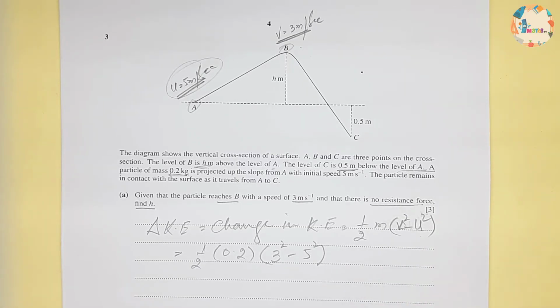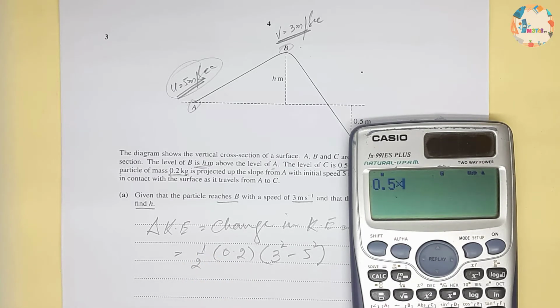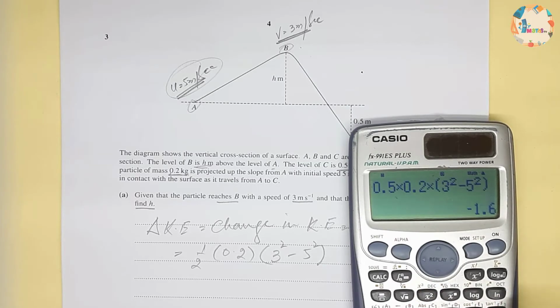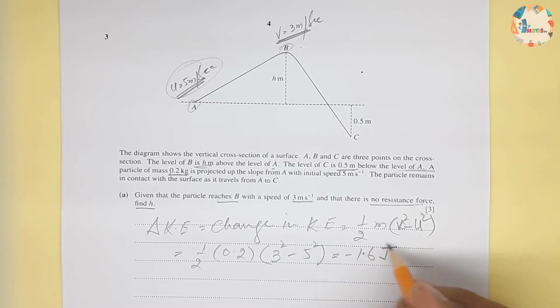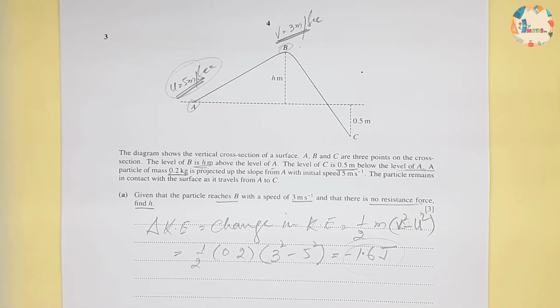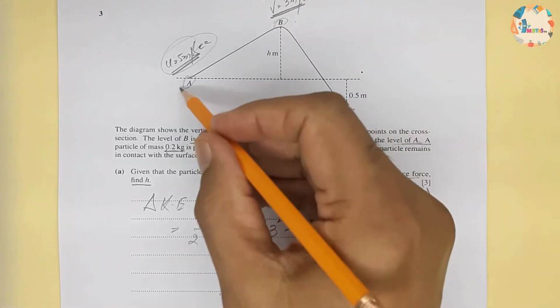So we can calculate this. This will be 0.5 into 0.2 multiplied by 3 squared minus 5 squared, and this will be given by minus 1.6. So this is equal to minus 1.6 joules. This is basically the change in kinetic energy, so a decrease in kinetic energy. This much amount of kinetic energy is decreased when the particle is moving from A to B.